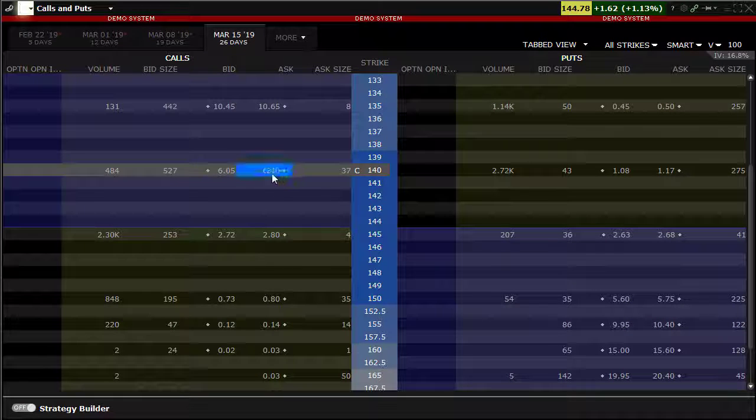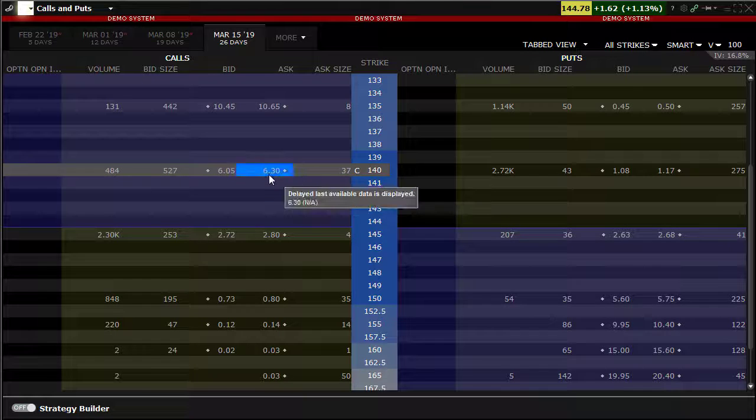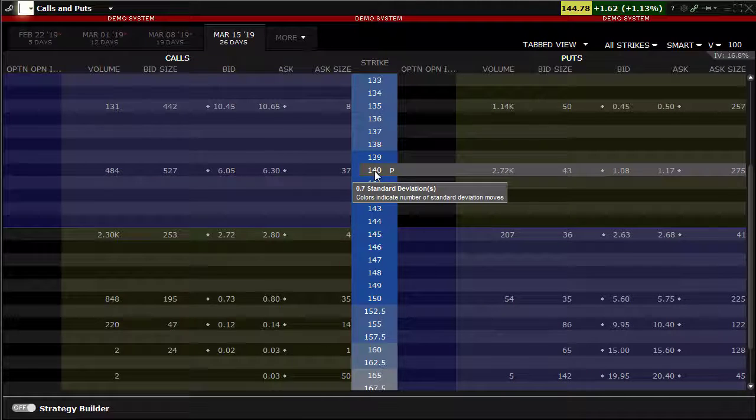So for example, the 140s here at 6.30, you have to multiply that by 100, so that's $630. So instead of spending $14,000 for 100 shares, you're only spending $630 and controlling 100 shares. And so you get this leverage effect.